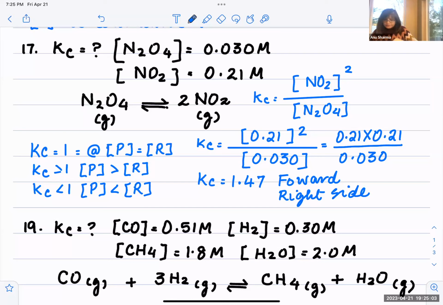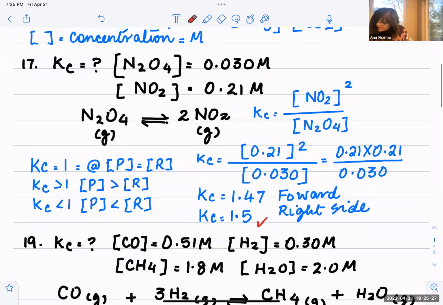Next, so we got this. This was problem number 17. Let's check the answer. 17 is 1.5. So this is equal to, they have rounded it up, 1.5. So that's correct. The next one is also correct.